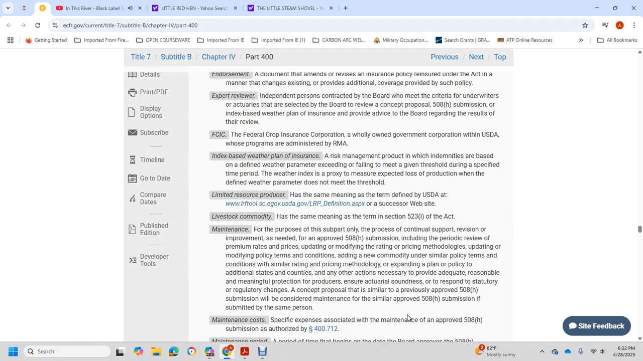For the purpose of section 523(i) of the Act, continuous improvement of the provision, if needed, is proof of the 508(h) submission and includes periodic review of premium and rates, updating and modifying the rating and pricing methodology to keep it up to date, and providing policy terms and conditions for the commodity. It may also include expanding the policy to additional states and counties, and any other action necessary to provide adequate, reasonable, and meaningful protection, following the procedure for the entry of the Act and the statutory and regulatory process for posting the 508(h) submission, approved for similar submissions if submitted by the same person.